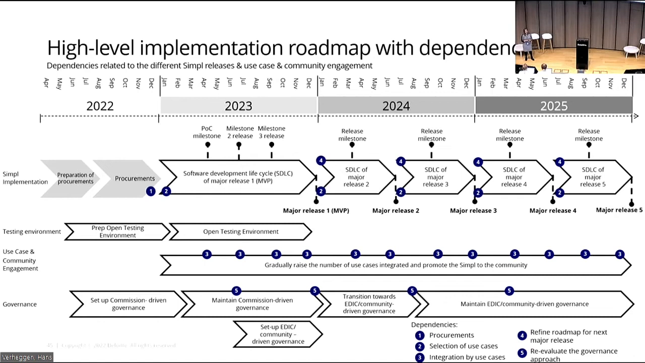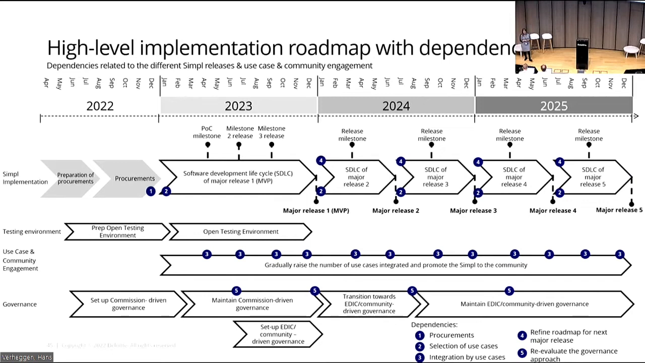Of course, it's not possible or feasible to foresee the future for the next 3 years, unfortunately. So that's why we foresee a refinement of the roadmap again and again before each milestone release, to understand what the market requires or needs, and refine the list of the features that needs to be implemented. And finally, reevaluate the governance approach.